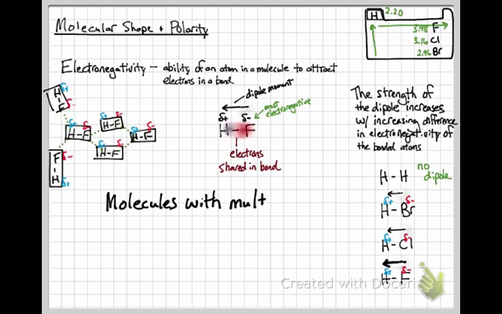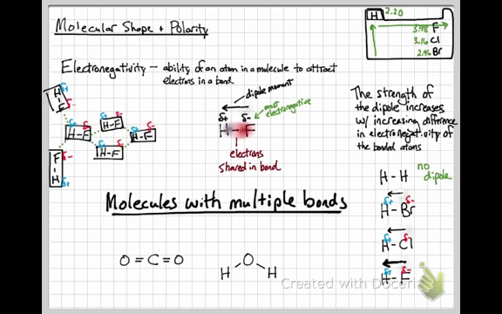But what about molecules with multiple bonds? How do we determine the polarity for these? It becomes a little more complicated because you can have multiple bonds with dipole moments. So take these two for instance, CO2, carbon dioxide, which is linear, and water, which is bent.